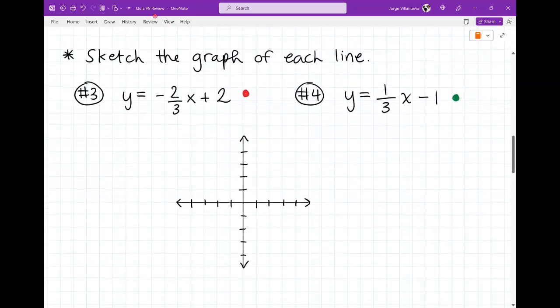Now the next one, I'm going to draw both of these on the same graph. So I'm going to use a red line for number 3. I'm going to use a green line for number 4. That way we don't spend time drawing 2 graphs. And if I'm right, I think you have 2 problems like this as well. And if I'm correct, there should be one that's positive and one that's negative slope.